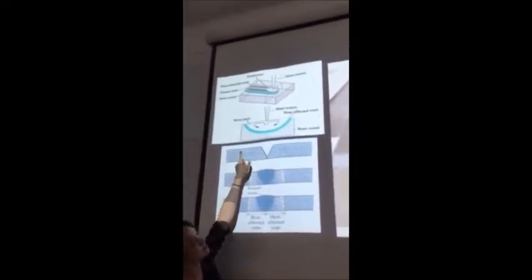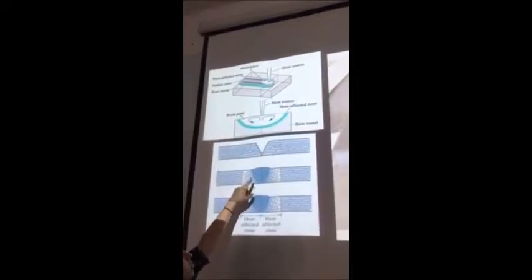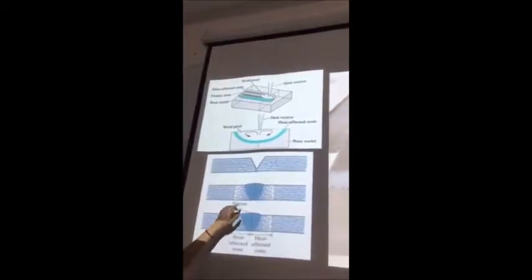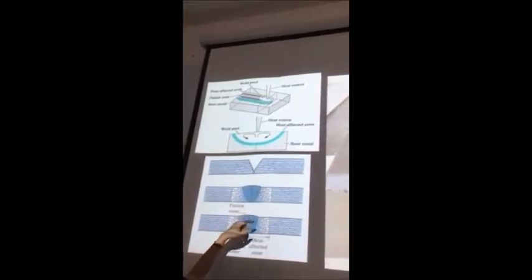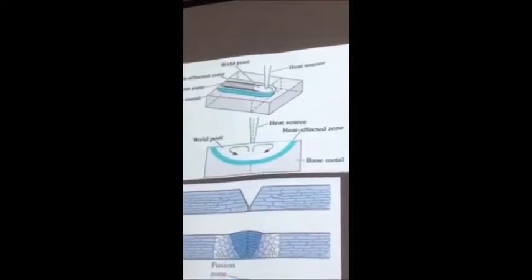With the diagram that is open there, we can show the interaction between the heat source and the base metal, in which we have three regions, which are the fusion zone, the heat affected zone, and the base metal. This will be the fusion zone and the heat affected zone.